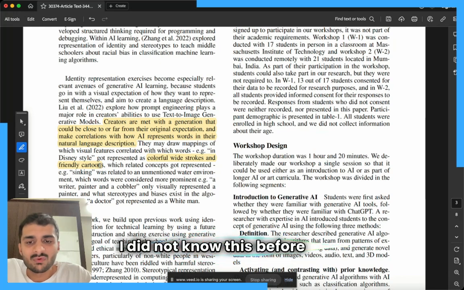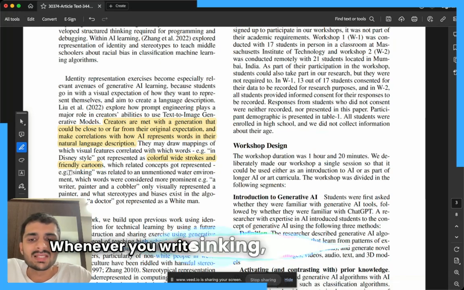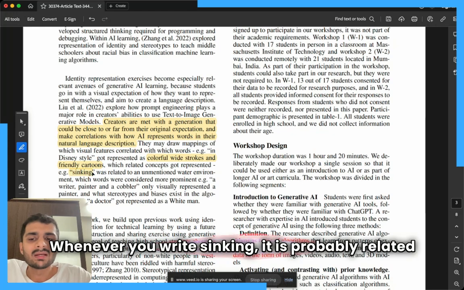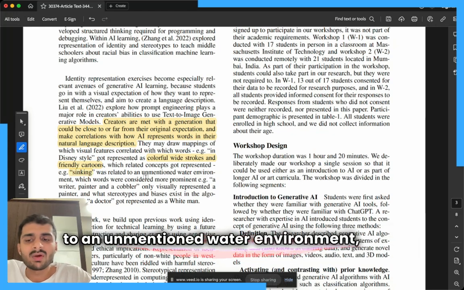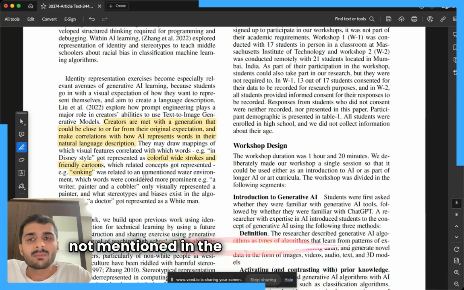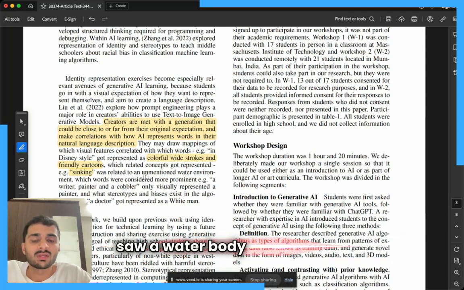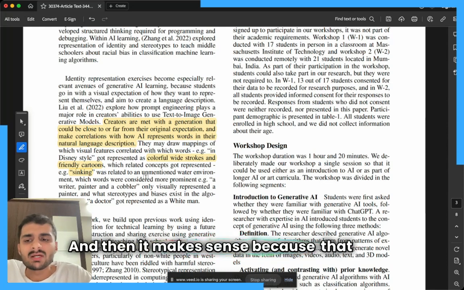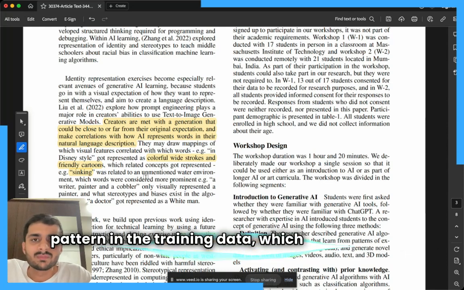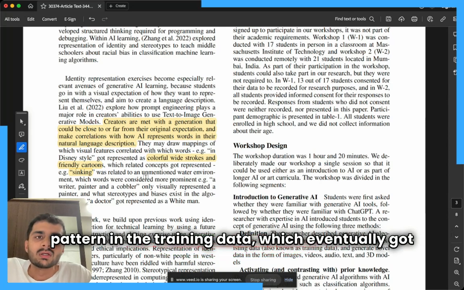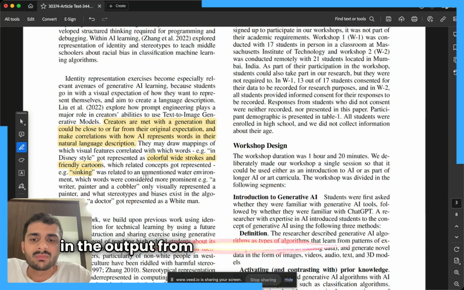So, this was something new. I did not know this before. Then, whenever you write sinking, it is probably related to an unmentioned water environment, which was not mentioned in the prompt before, but just because you wrote sinking in the prompt, you saw a water body in the output. And then it makes sense because that was a pattern in the training data, which eventually got reflected in the output from the generative AI algorithm.